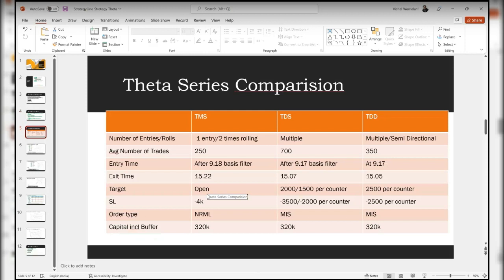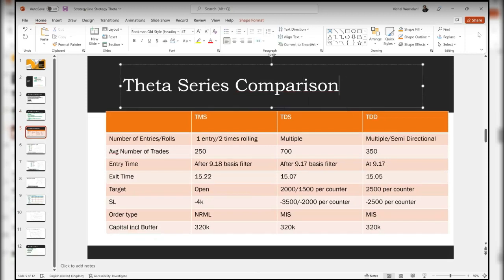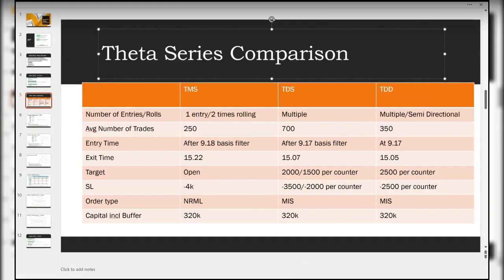When we again compare these strategies, we see that TMS is a single entry. It rolls 2 times. Any index will roll 2 times here, while TDS and TDD will have multiple entries. TDS rolls always. TDD might take a semi-directional position on the strategy. Eventually, any paired strategy is nothing but a rolling strategy.